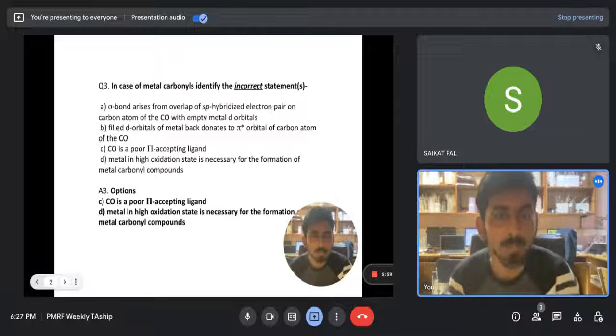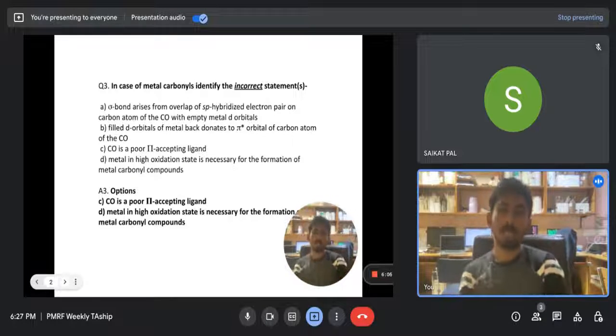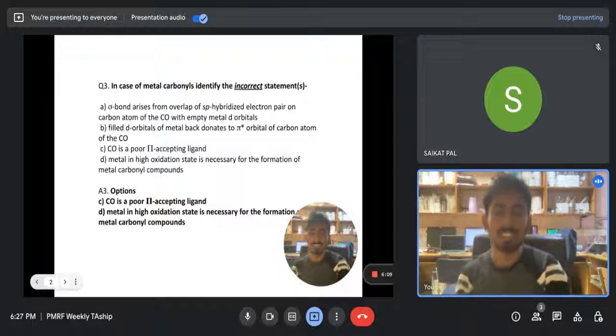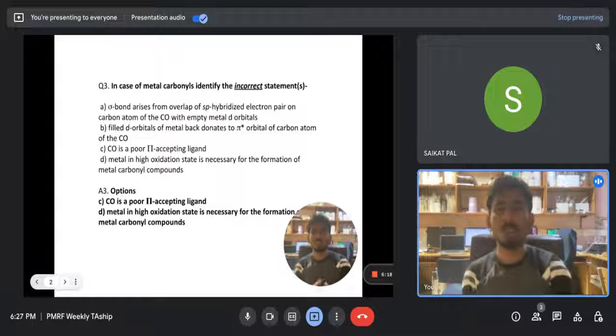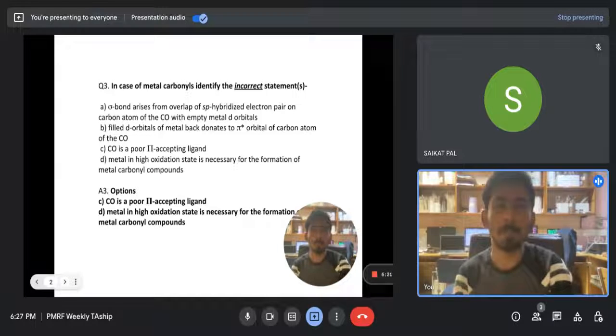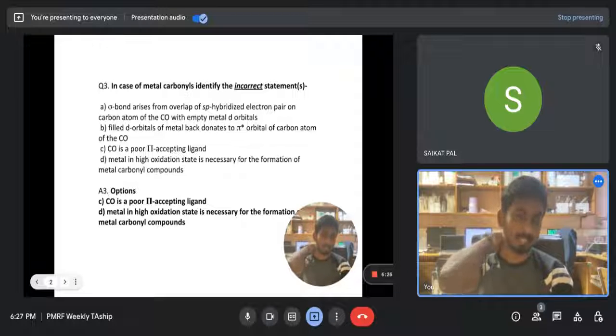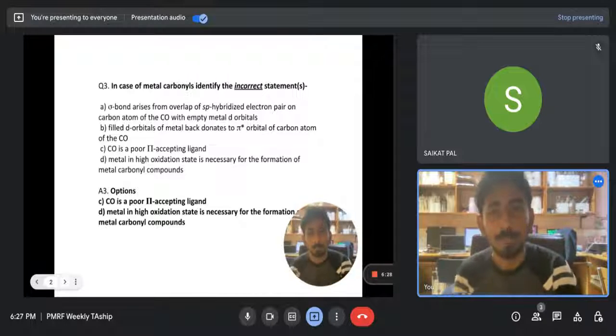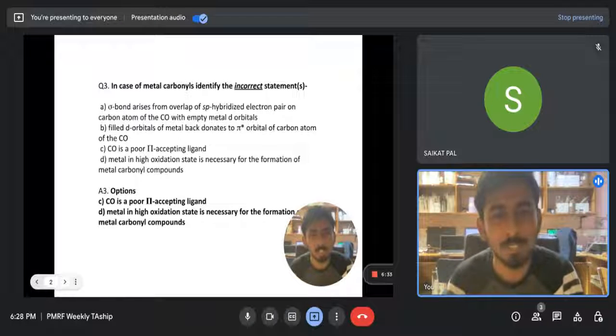The incorrect statements in this case are options C and D. That is, CO is a poor pi accepting ligand, and a metal in a high oxidation state is necessary for the formation of transition metal carbonyl compounds. We will go through each option one by one. Option A, the sigma bond arises from overlap of the sp hybridized electron pair on the carbon atom of the CO with empty metal d orbitals. This option is actually correct because in CO there is a triple bond, as you will see in one of the resonance structures.